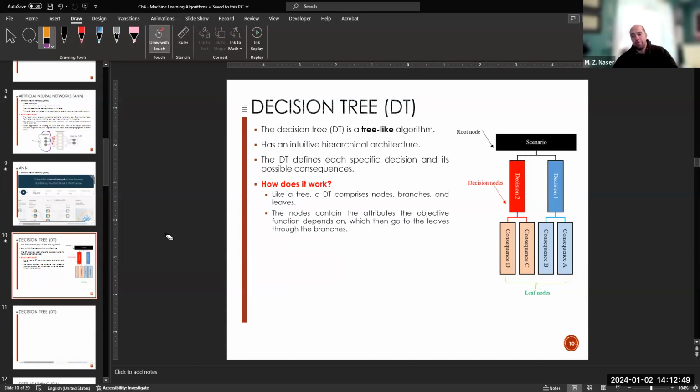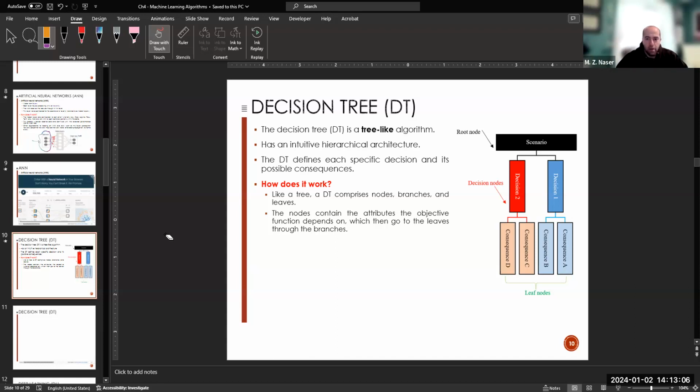The second algorithm that we can think about is a decision tree, and it's a very simple algorithm. So it's a tree, and it makes decisions. It has a tree structure, and each portion of it makes a decision, hence decision tree.